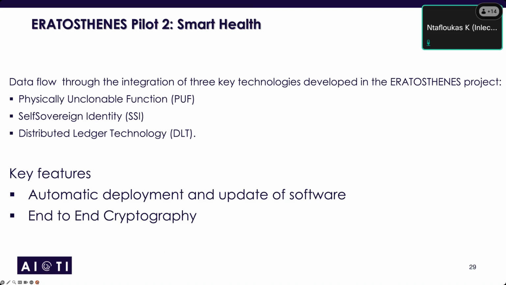Through Pilot 2, we mainly relied on certain modules that were developed through the project. These were mainly about the data flow through the integration of three key technologies developed in the project. The one is the physical unclonable function that, as I detailed previously, is used to generate unique keys. The self-sovereign identity, which provides certain authentication and authorization services following a self-sovereign identity approach and complying with decentralized identifiers.